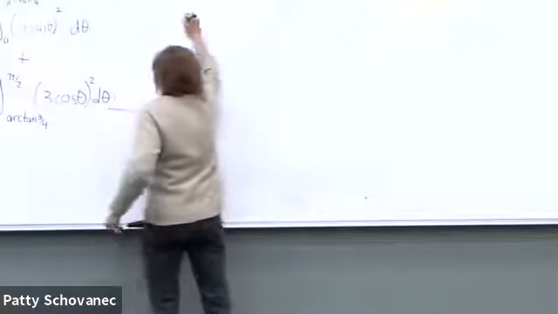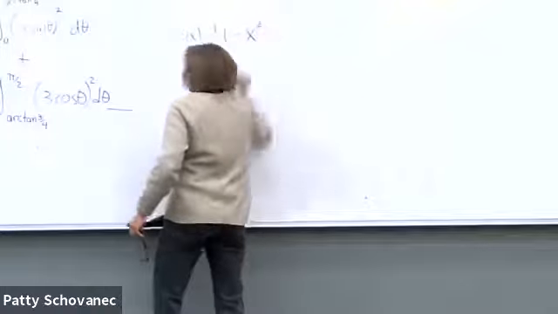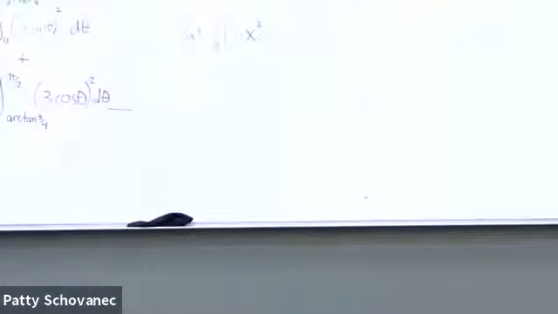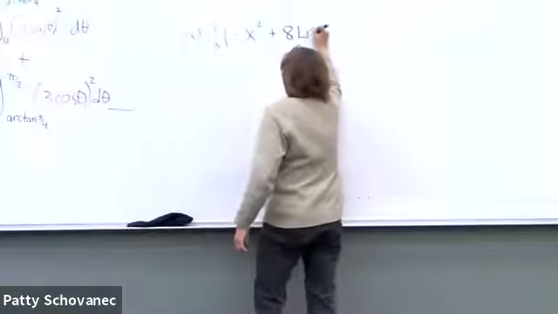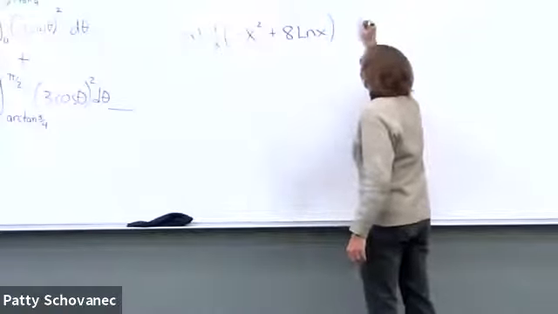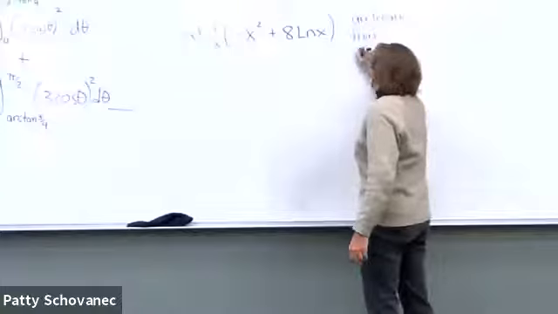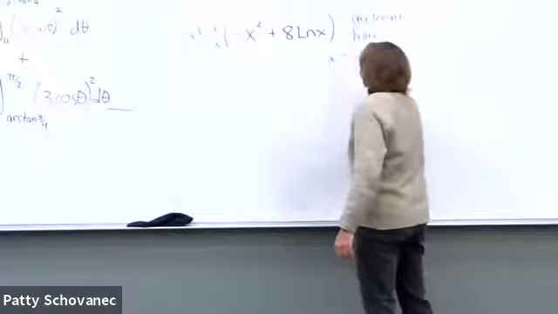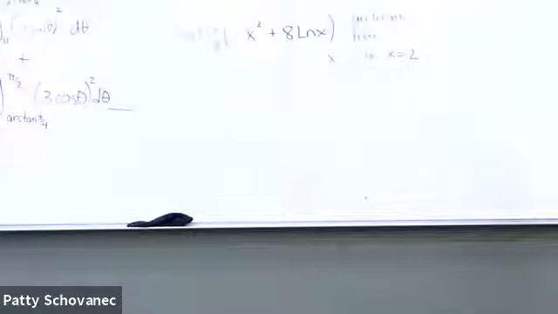Okay. Let's see if we can find the arc length of f of x equal to negative x squared plus 8 natural log of x, say from, let's just go 1 to 2. Let's at least get to where we can get rid of the radical signs. They're kind of hustling it up here, so let's quickly take the derivative.